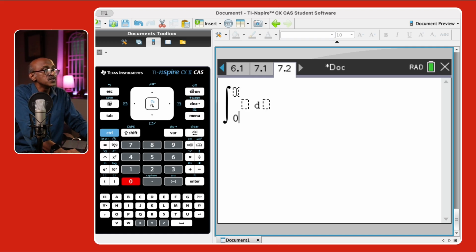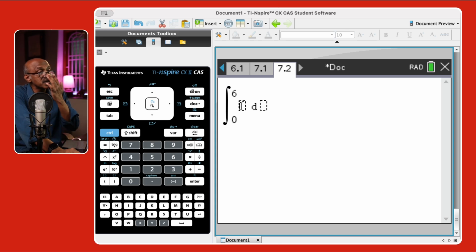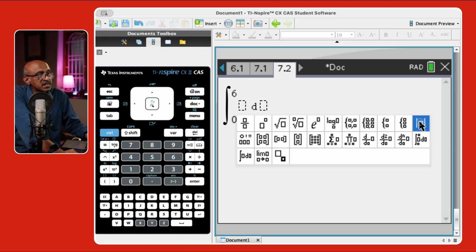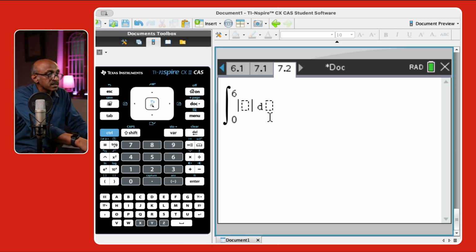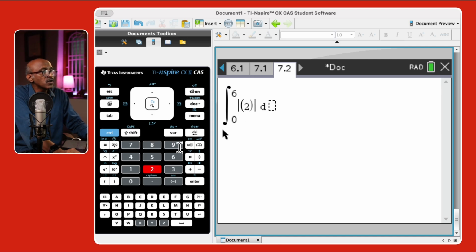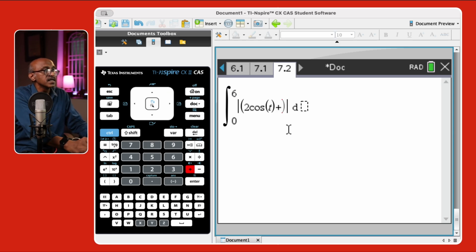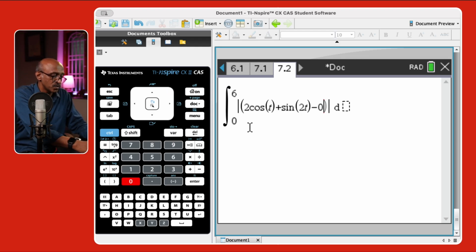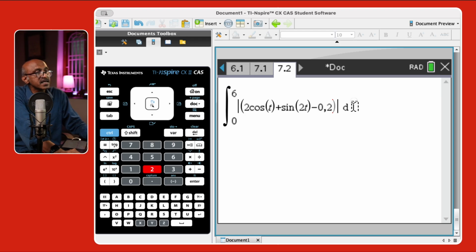So 0 to 6, and let me put that absolute value sign first. You can see that modulo sign here. There we got it, and then I can put the bracket, and so 2 cos of t. Be careful this time, there are several brackets. I'm telling that to myself also, not just to you. And then sine of 2t, and then that bracket, and minus 0.2. I hope I've got enough brackets there. And then don't forget the t here.